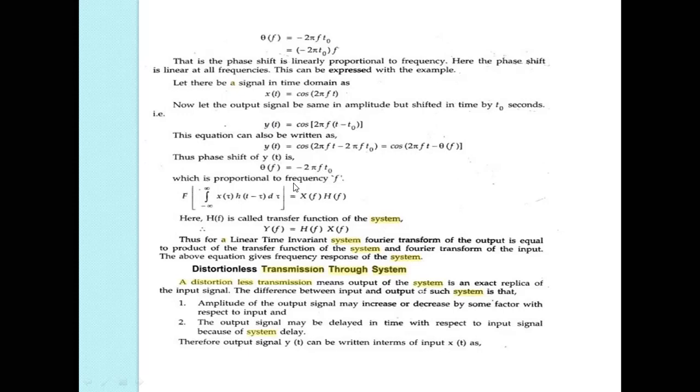That is, minus theta of f, or phi of f is equal to minus 2 pi f into t naught, which is proportional to the frequency. The Fourier transformation of a convolution equation x of t and h of t, where h of f is called the transfer function of the system: y of f is equal to h of f into x of f. Thus, for a linear time invariant system, the Fourier transformation of the output signal is equal to the product of the transfer function of the system and the Fourier transformation of the input. The above equation gives the frequency response of the system. Y of f is equal to h of f into x of f. Got it, my students?